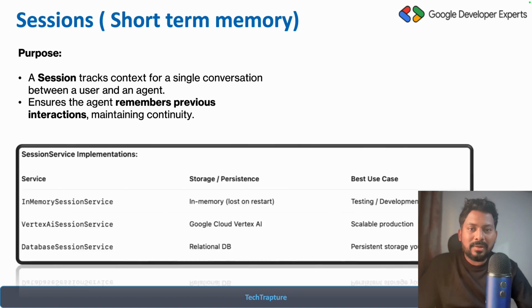Okay, so there are three different session services available. One is the in-memory session service, where you will lose your session when the agent restarts. It is good for testing and development. Then we have the Vertex AI session service, which is on Google Cloud Vertex AI. You don't have direct access to the back end of the Vertex AI session service, but you can use the database session service, which you can use along with a relational database like MySQL, SQL Server, or Postgres. So we'll be using Cloud SQL, where you will have access to the actual schema of your databases. Okay, so this is the persistent storage for your control.